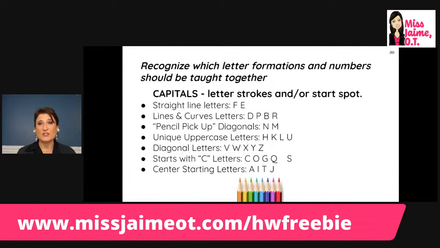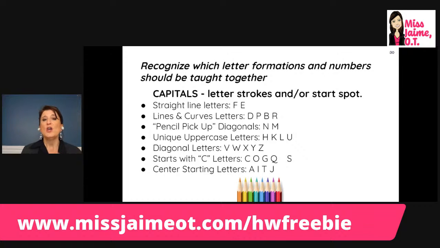We're going to recognize which letters and which capital letters can be taught together. So you want to look at their letter strokes and or their start spot. So the straight line letters are F and E, and then we have letters that have lines and curves, D, P, B, and R. Our next ones are the pencil pickup diagonals, N and M. Now you might be saying, well, V and W and X have diagonals too. Why aren't you teaching them with N and M? The reason I'm not is because the start spot is the same, but the pencil pickup is different.